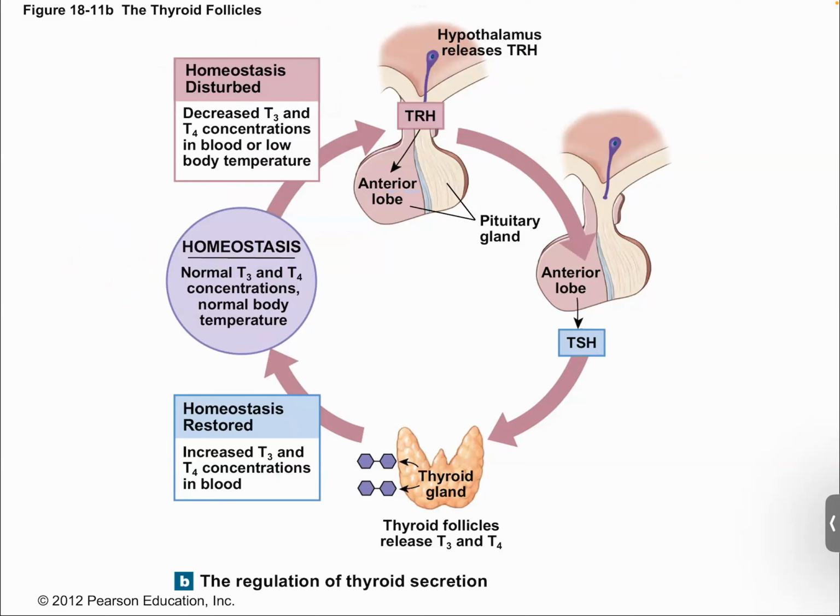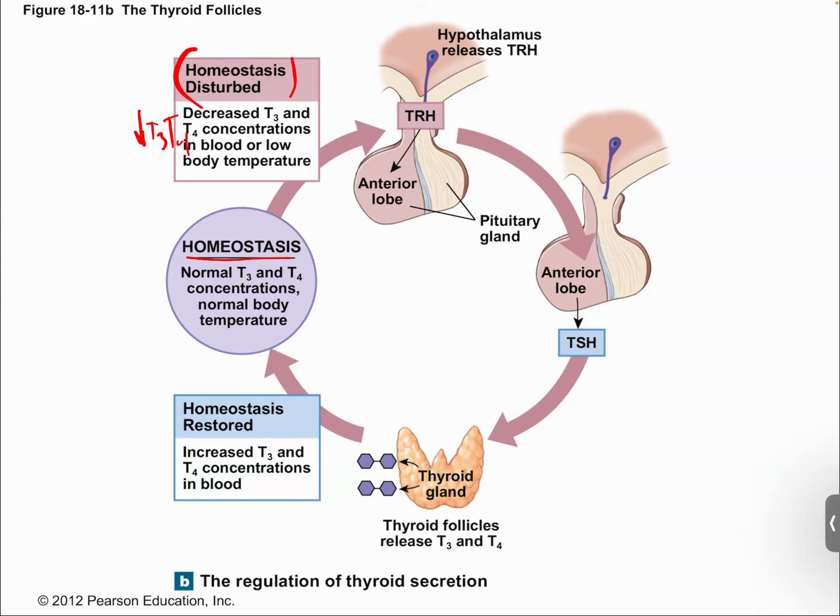What this is designed to do is pull together this regulatory cycle that we have on each side of every process. So let's take a look at this. Let's start off with our normal T3 and T4 concentrations. The first thing we want to do is knock it out of homeostasis. In this particular case, we're going to decrease the T3 and T4.